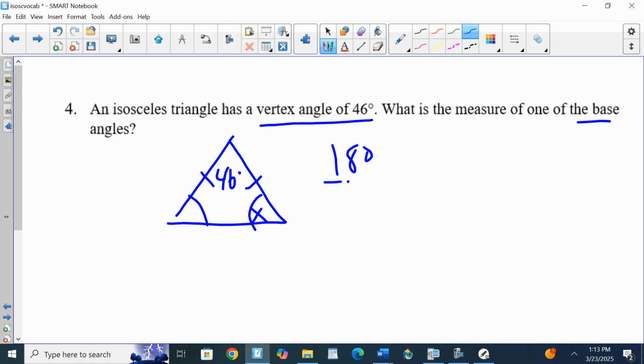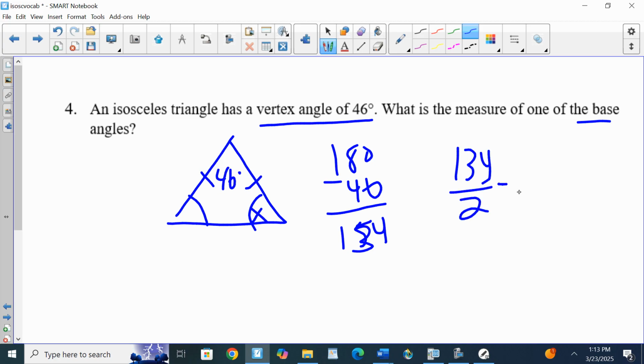And now we use the angles of a triangle add to 180. That's not right. That's 134. 134 divided by 2 is 67. That would be your answer.